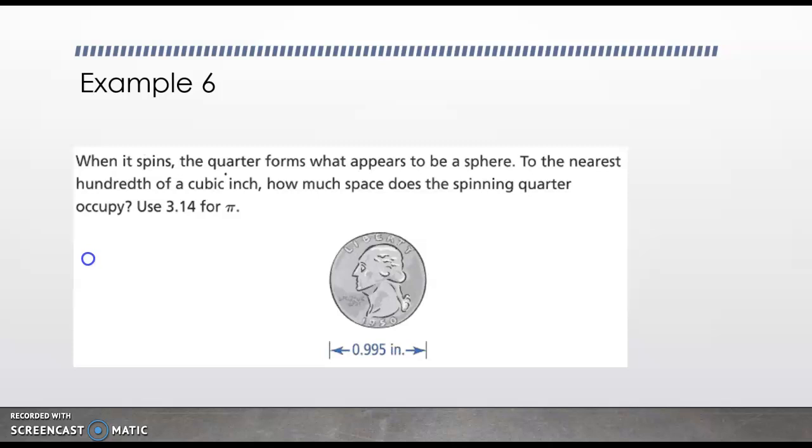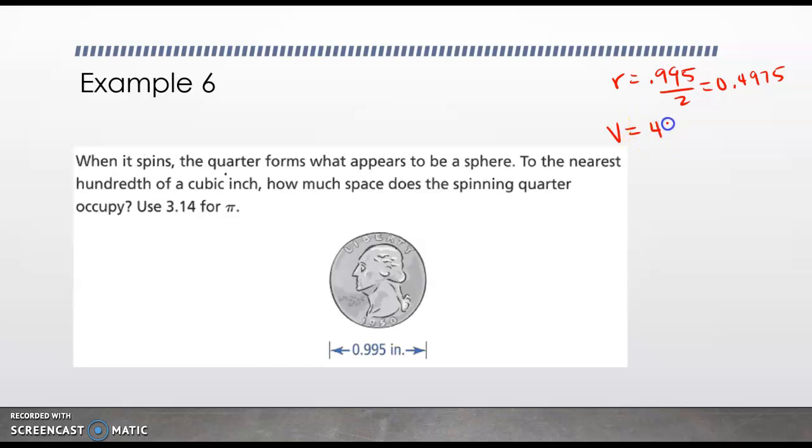Example 6. When it spins, the quarter forms what appears to be a sphere. To the nearest hundredth, that's 2 decimal places, of a cubic inch, how much space does the spinning quarter occupy? It's telling us that our diameter is 0.995. So for my radius, I'm going to take 0.995 and divide it by 2. That gives me 0.4975. And like I said before, yes, keep it all. That makes this as accurate as it can be.